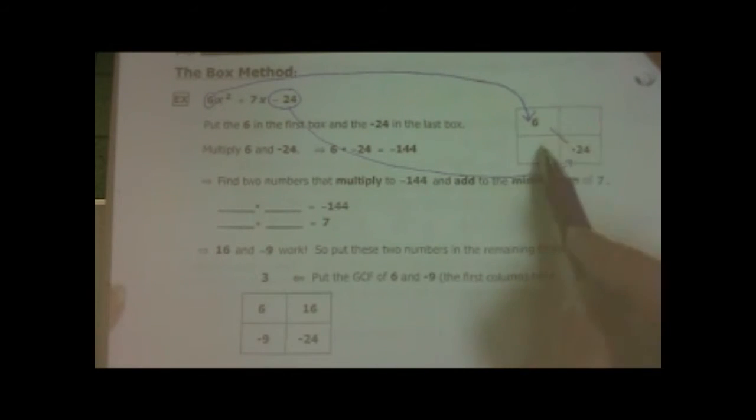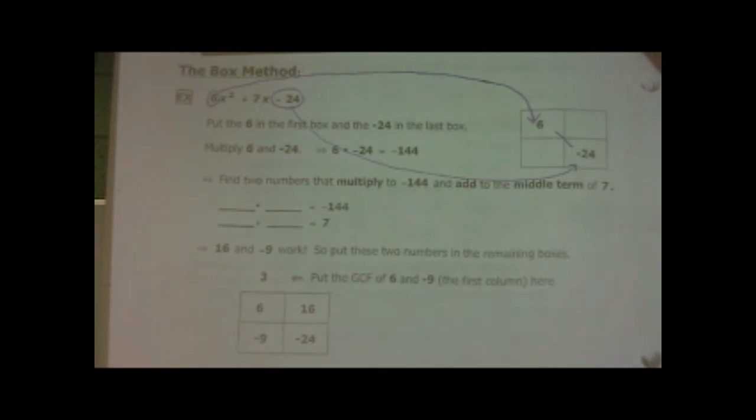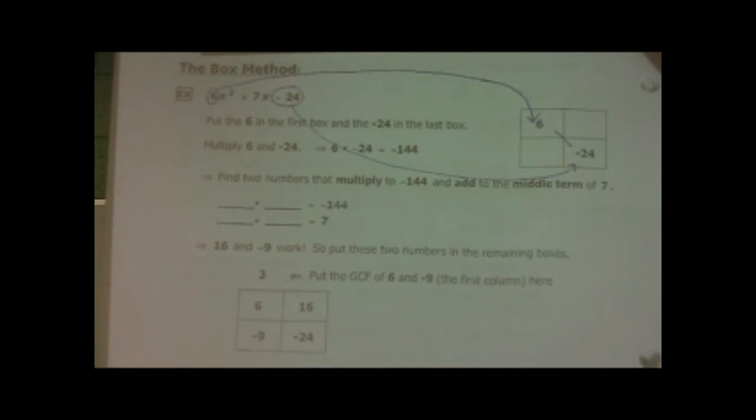And so here's now my new strategy. I need to put some numbers here that also multiply to negative 144, and they add to 7. So now it's like the ones that just started with x squared, except I sometimes got some bigger numbers to work with. So I need 2 numbers that multiply to negative 144 that add to 7. And I'll show you how you can figure that out if you don't know how to. But in this case, 16 and negative 9 are the numbers that work.